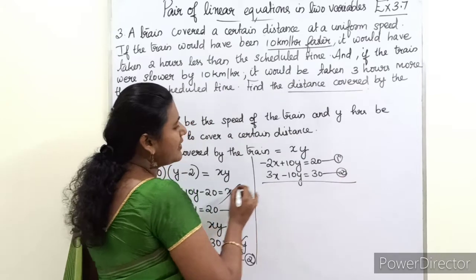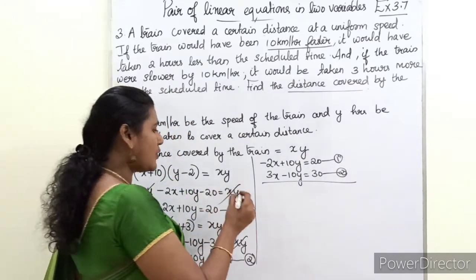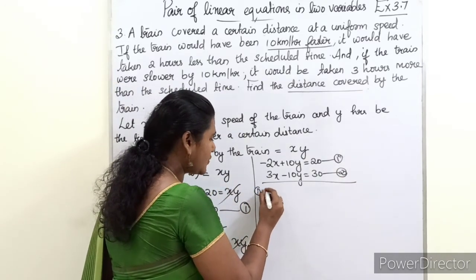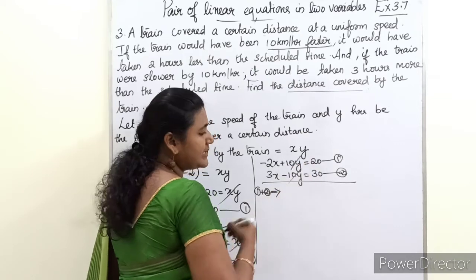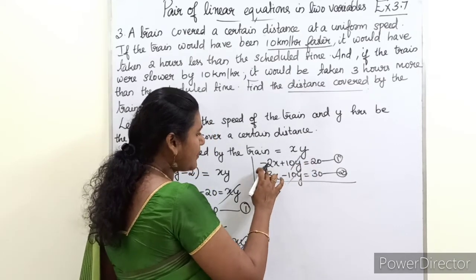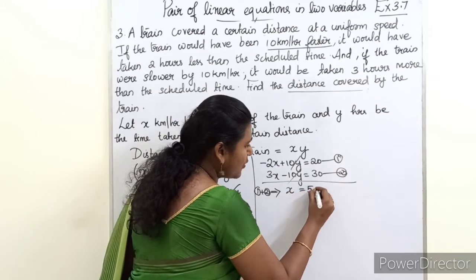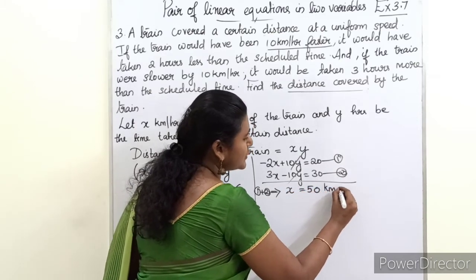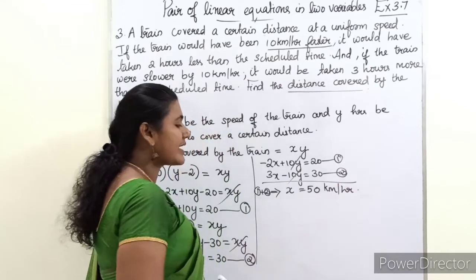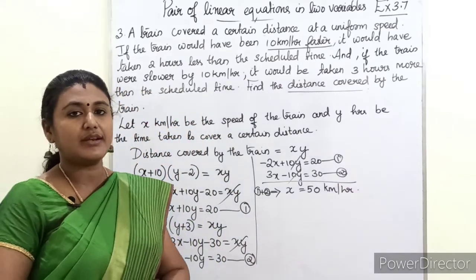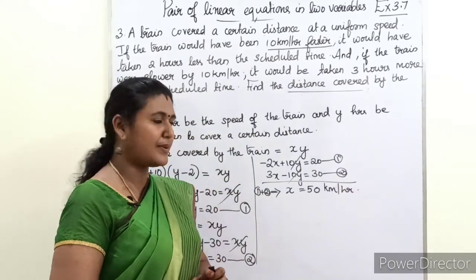Okay, so here we will do elimination. So I am going to add equation 1 and 2. If you add, the y term will get cancelled and here minus 2x plus 3x is x. So x is equal to 50. So x is actually the speed of the train. So you will get the answer: speed of the train as 50 km per hour.